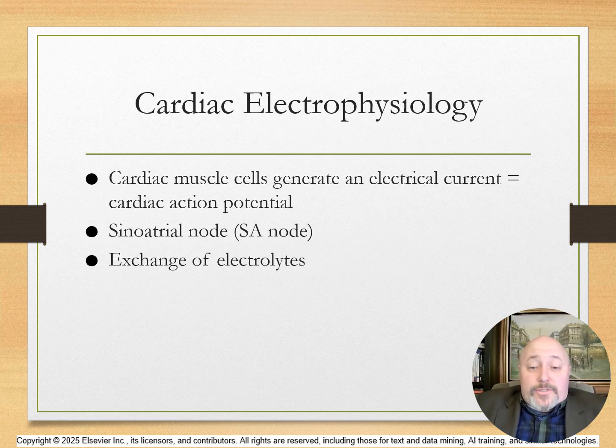Cardiac muscle cells generate an electrical current called a cardiac action potential. And the primary pacemaker of the heart, where it should originate, is the sinoatrial node or SA node, located at the top of the atria. And the response generated by either the pacemaker or muscle cells once stimulated is called the action potential. The cardiac action potential consists of phases, all related to that depolarization, repolarization, and the resting or polarized state of the cells themselves.